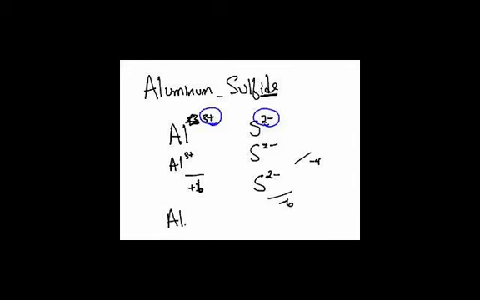Another way, if you're kind of a math geek, think of common multiples. What is a common multiple of 3 and 2? Well, the lowest common multiple is 6, so you know that they're going to have to add up to 6. So Al2S3 is your formula. And notice there's no parentheses around the S. We reserve the parentheses for our polyatomic ions only. All right, let's go to the next section.